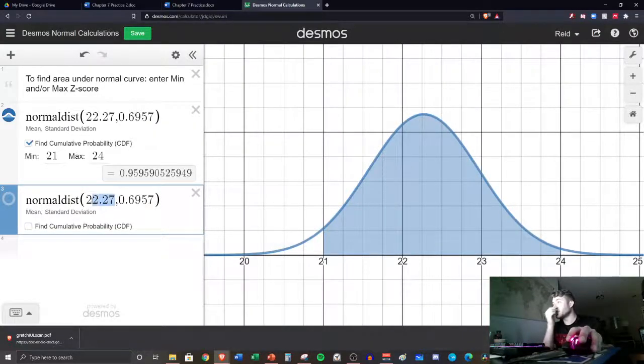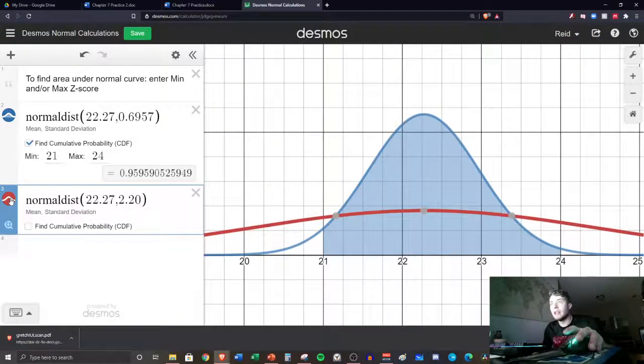Okay, compare. I'm not going to draw it until after I put in the standard deviation. So our standard deviation is 2.20. So we expect this to be more spread out. Okay, it should have the same mean but more spread out. So let's look at that. That distribution, it doesn't even look normal, right?